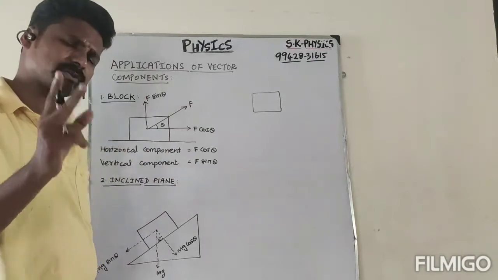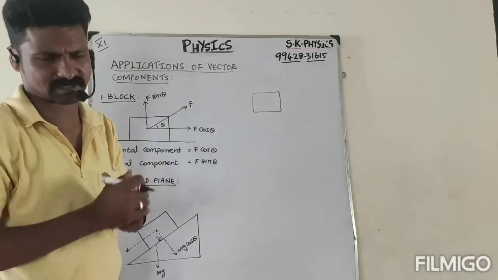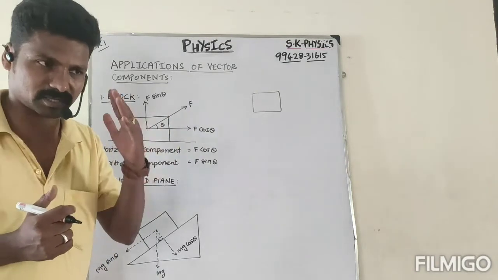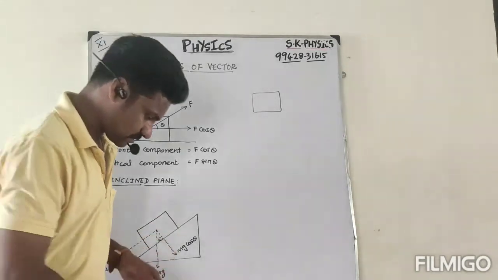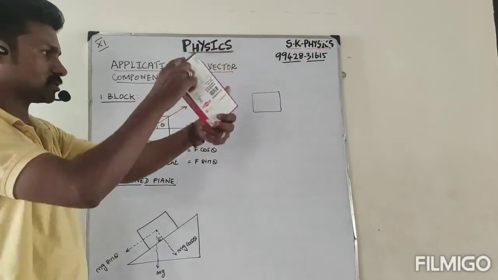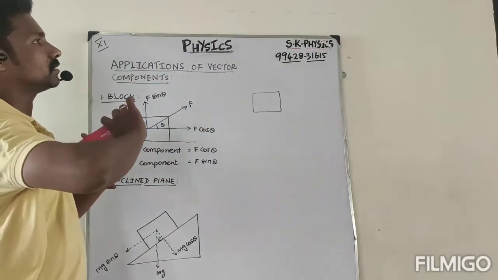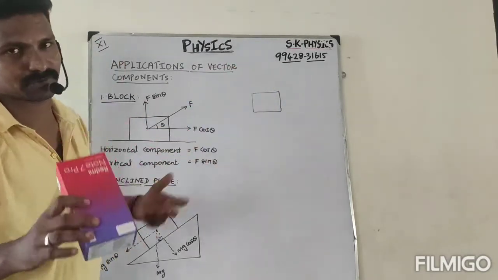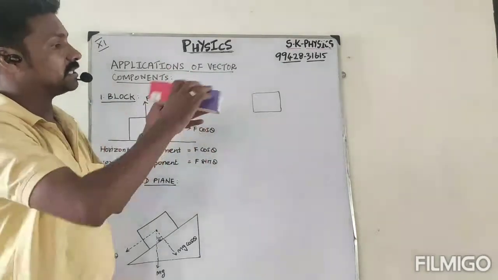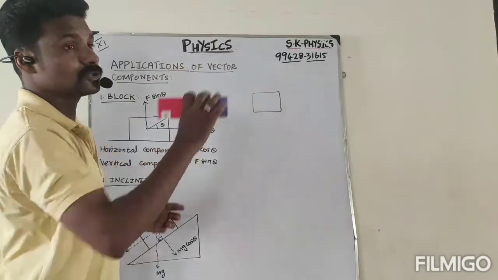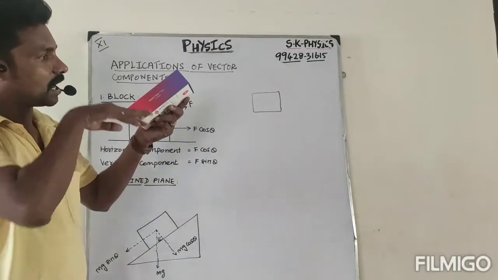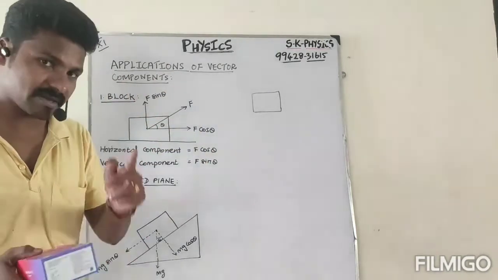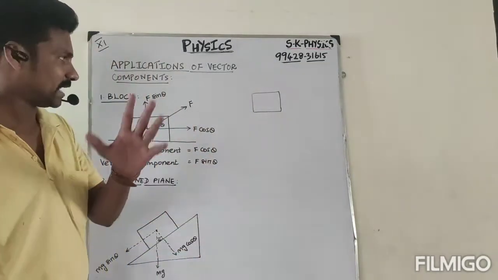But now the force also we have to represent as vector components. It acts as two components: a horizontal component and a vertical component. For example, I throw this object in this manner. We know this is the velocity direction. But if you analyze it as vector components, in each and every movement there are two velocities: a horizontal velocity and a vertical velocity. Both combined together give the resultant velocity. Like that, we are going to discuss later.